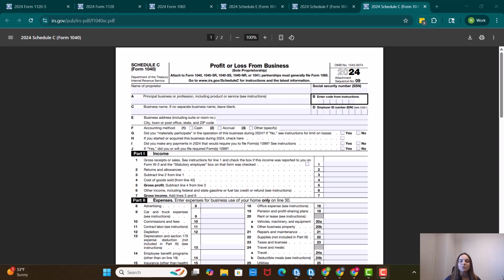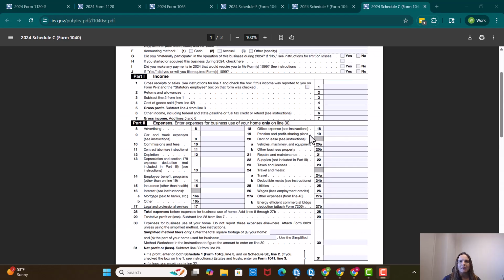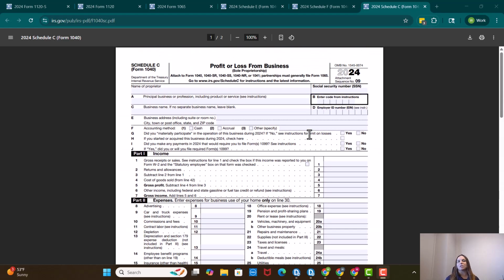So a sole proprietorship is going to file Schedule C, which is right here. This is part of the owner's Form 1040. So there's actually no separate business tax return. It's just a schedule that sits on the owner's Form 1040. This is what it looks like. It's pretty simple. There are some schedules that go along with it, but in comparison to the other business returns that I'm going to show you, this is going to look fairly simple.